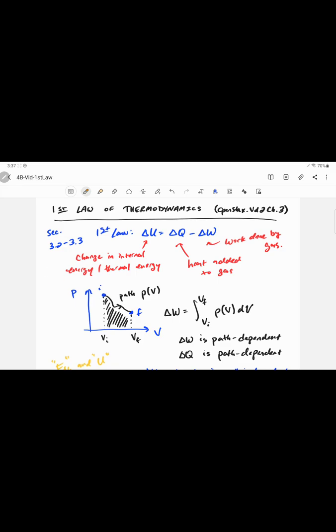Now, the minus sign is kind of funny here. So suppose you want delta U to be positive. You want to add energy to a system. You could heat it up. So in other words, you put positive heat to the gas, so delta Q would be positive. Or you could do work on the gas.